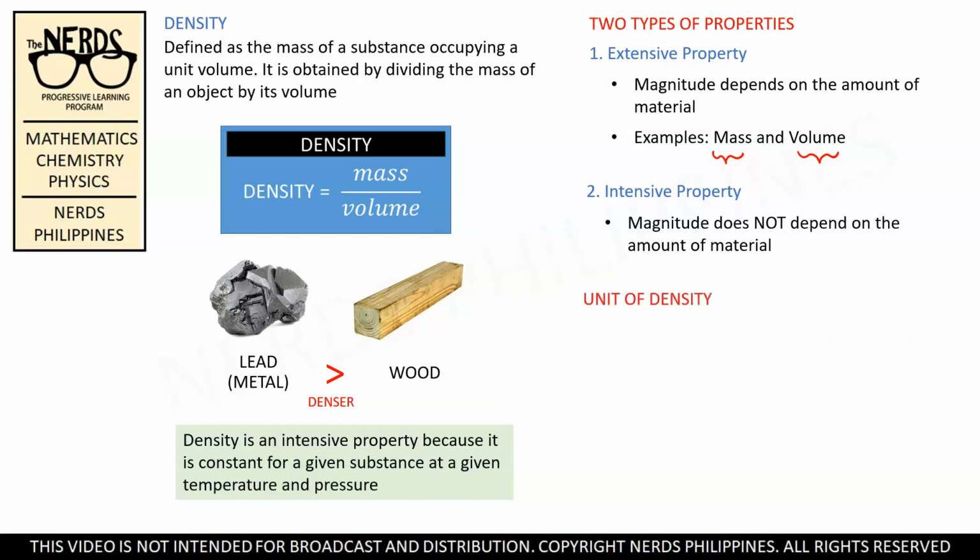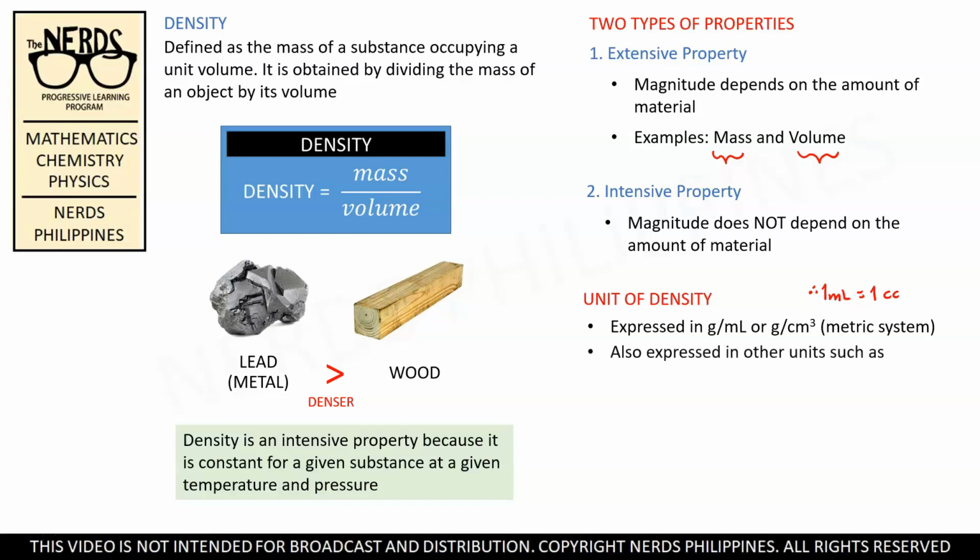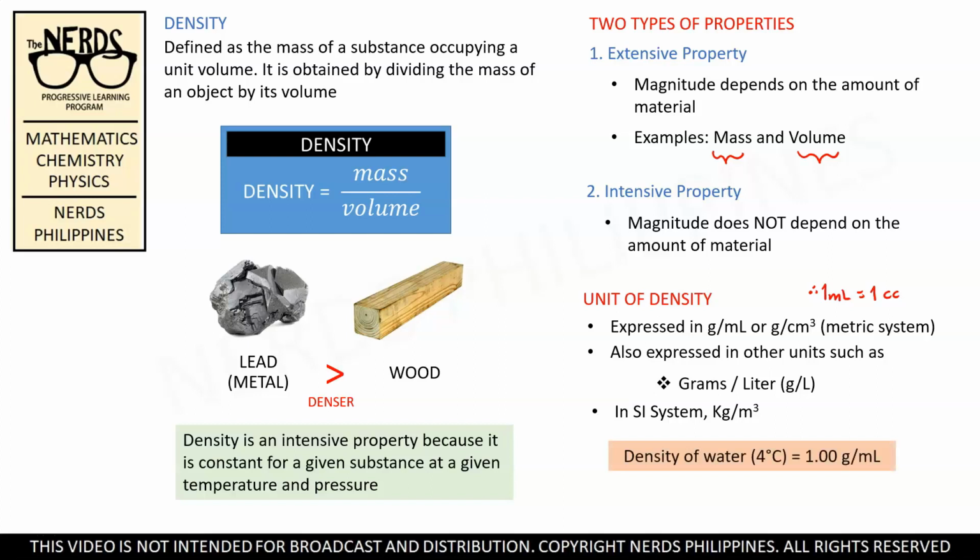So ano ba yung unit of density? Density is expressed in grams per milliliter or grams per cubic centimeter in metric system. We know that 1 milliliter is equal to 1 cubic centimeter. Density can also be expressed in other units, such as grams per liter, or in SI system in kilogram per cubic meter. For example, ang density of water at 4 degrees Celsius is equal to 1 gram per milliliter.